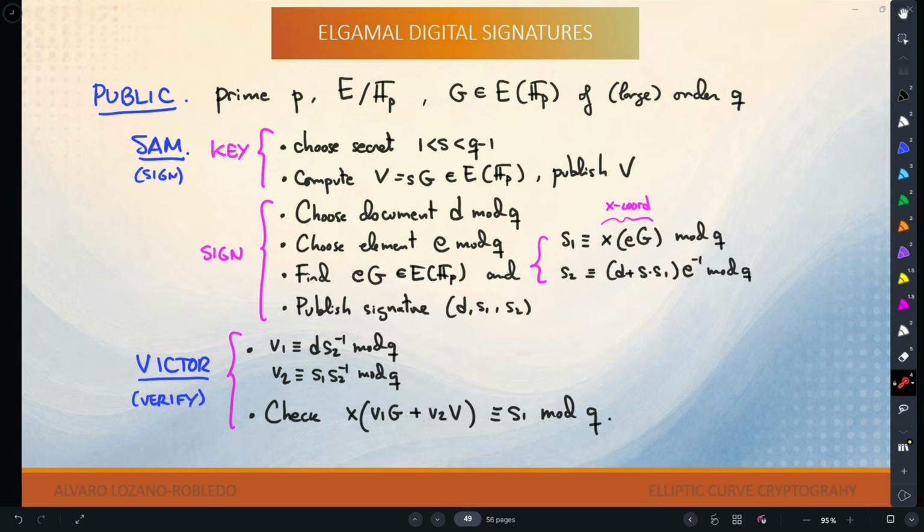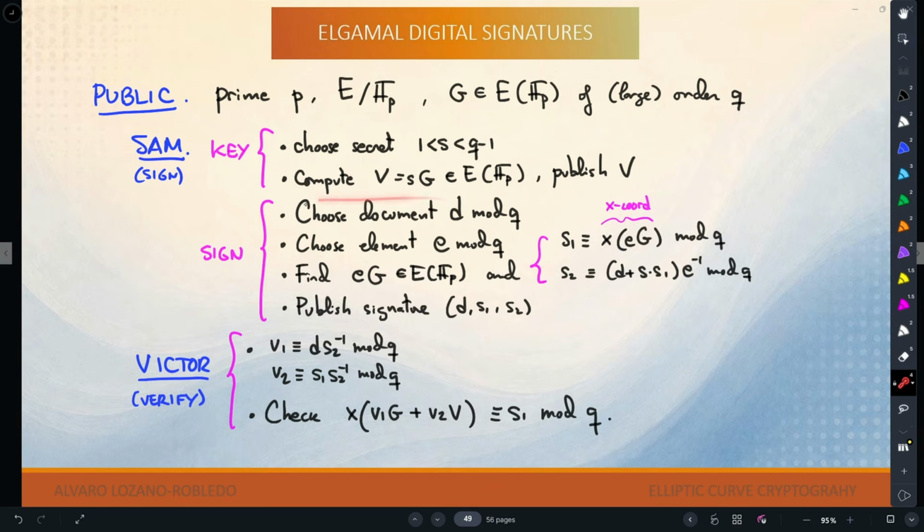I'm just going to do the elliptic version directly. You take a prime, you take an elliptic curve, and a point of large order, and Sam is going to sign their document by choosing a secret value s between 1 and q minus 1, where the order of G is q, and compute this multiple of G, s times G, and publish that V. That is their public information to prove this is me. I'm signing this because I'm the one that knows where V came from.